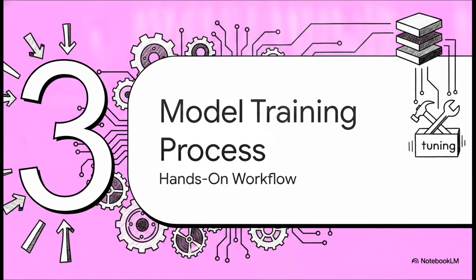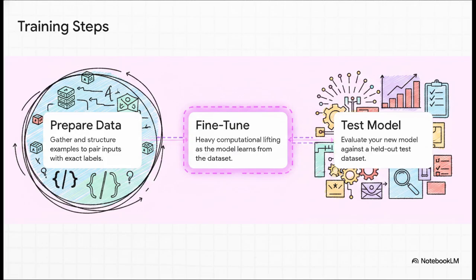Section 3. The model training process. Let's get our hands dirty and dive into the practical workflow of actually tuning a model. The training process consistently boils down to 3 essential steps. Step 1 is preparing the data. And listen, this isn't just dumping raw text into a folder. It involves gathering and carefully structuring thousands of examples into very specific formats, almost always JSON-L. JSON-L stands for JSON lines, where every single line in the file is a valid JSON object. This rigid structure ensures the training loop can perfectly map the prompt key to the completion key for every single example.